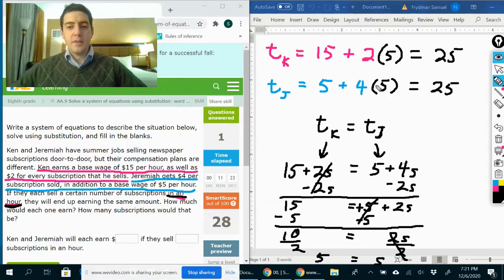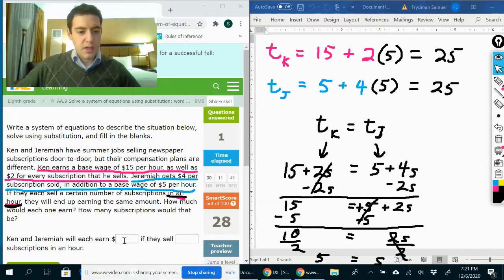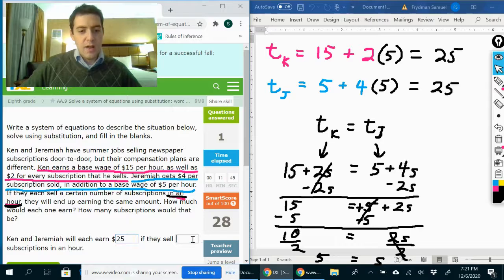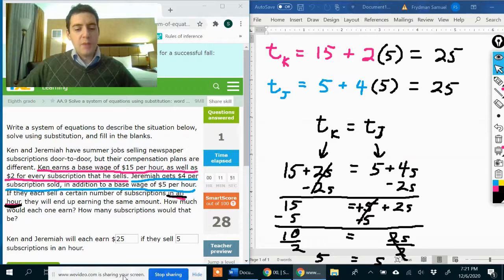So if they both sell 5 subscriptions, they would end up earning the exact same amount. They don't always earn the same amount. If you were to plug in a different number, you would see that one of them would earn more than the other. But if they sell 5 subscriptions, they're going to earn the same amount, which is $25. So let's put that in here. They would both earn $25 if they sell 5 subscriptions in an hour. All right, I'm just going to end it there.